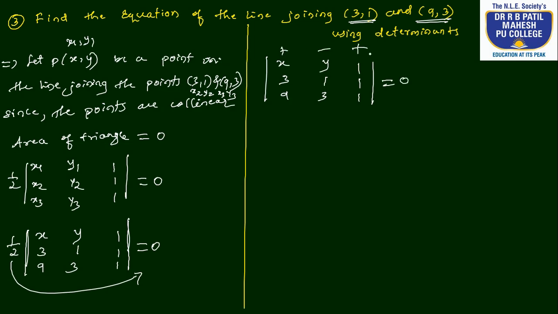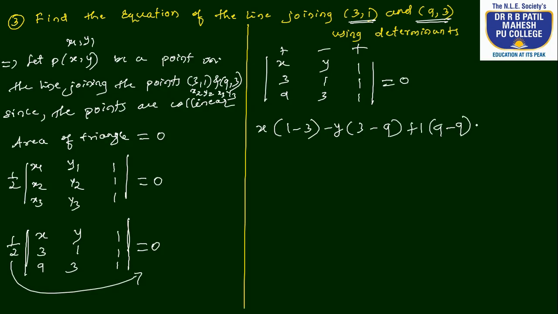x into, leave the row and the column, 1 into 1 minus 3, here minus y, leave this row and the column, cross multiply, 3 into 1 minus 9 into 1. Hope you know that expansion. Plus 1 into, I am just revising. Okay, 3 into 3 is 9 minus 9, because 9 into 1 is equal to 0.